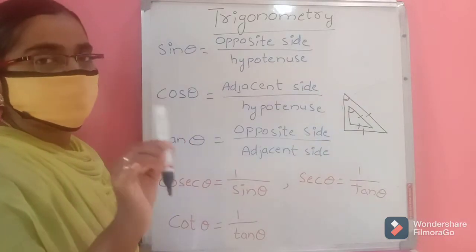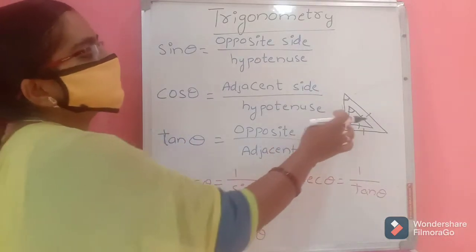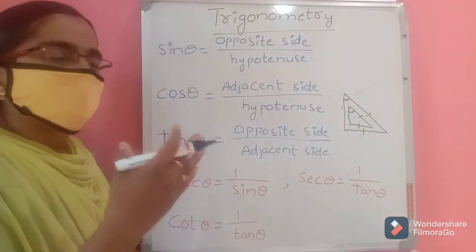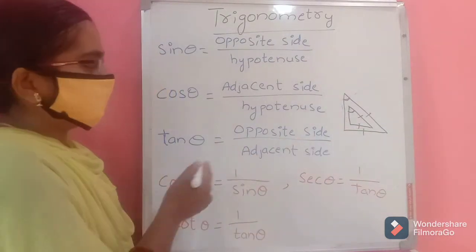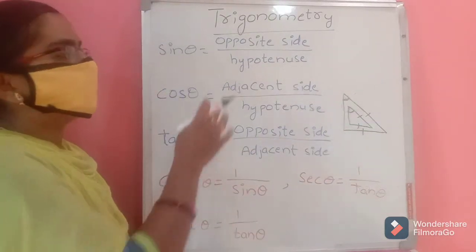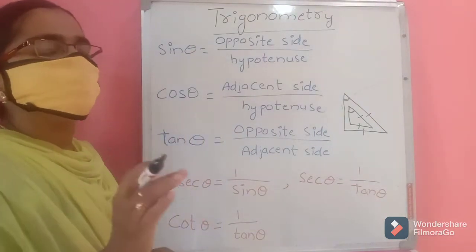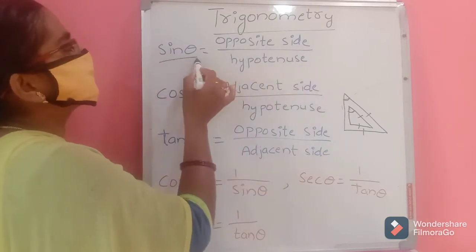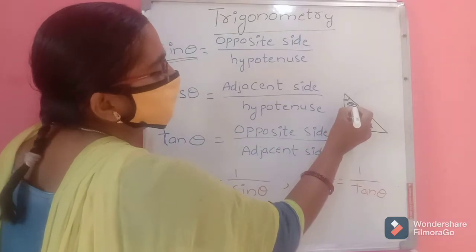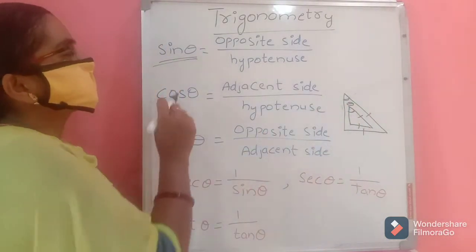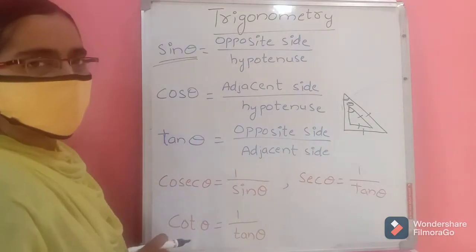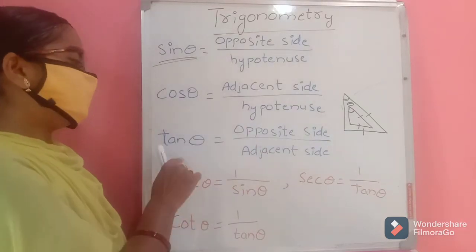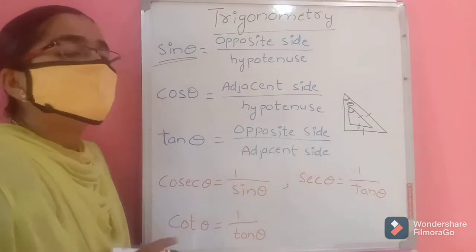In similar triangles, even if you take hundreds of similar triangles, the opposite side by hypotenuse is always constant. For similar triangles, opposite side by hypotenuse is always constant, and adjacent side by hypotenuse, and opposite side by adjacent side, these all are constant. So those constants are given names. Opposite side by hypotenuse is sine theta, where theta is the angle. Sine theta is equal to opposite side by hypotenuse. Cos theta is equal to adjacent side by hypotenuse. Tan theta is equal to opposite side by adjacent side.